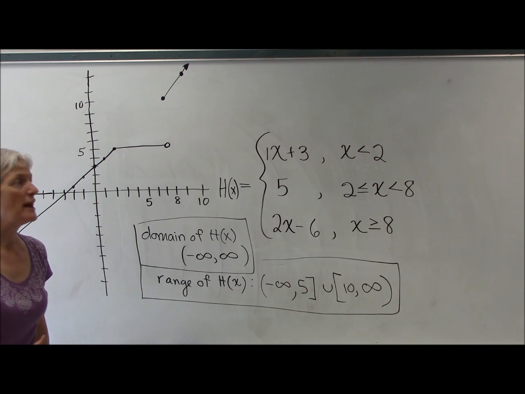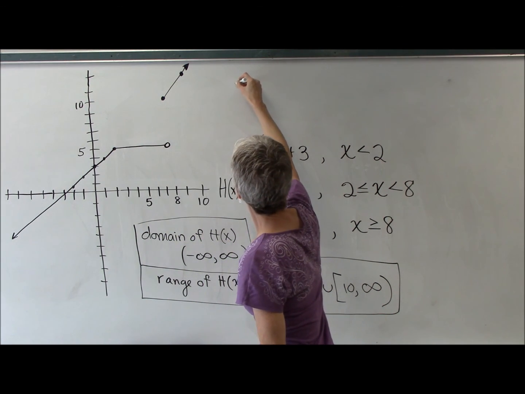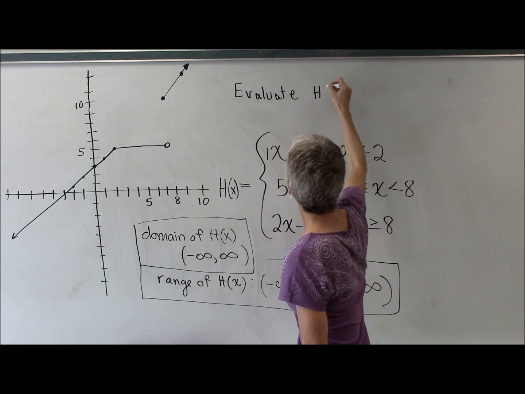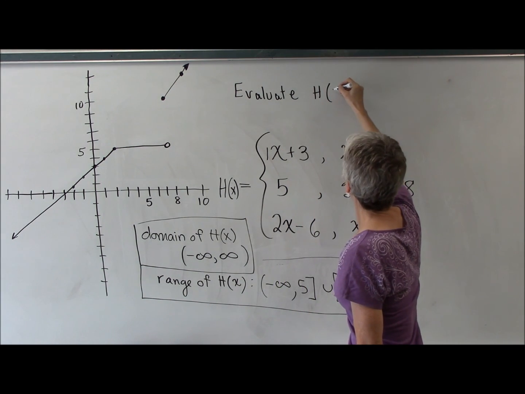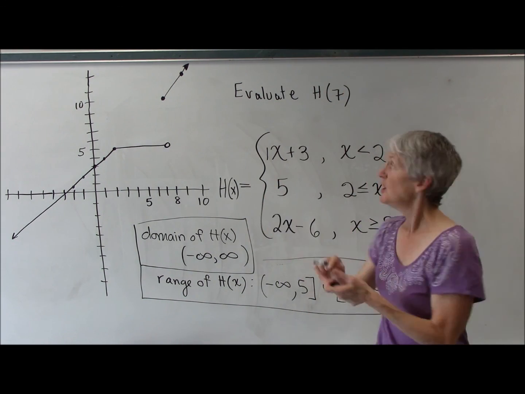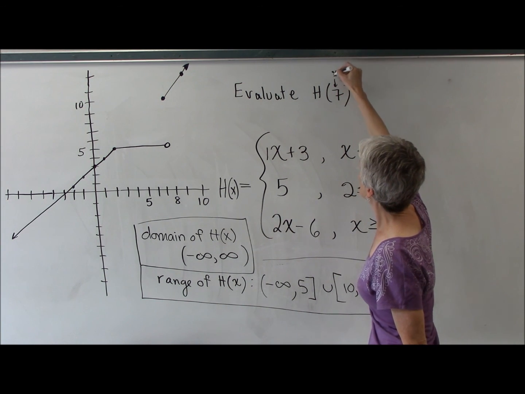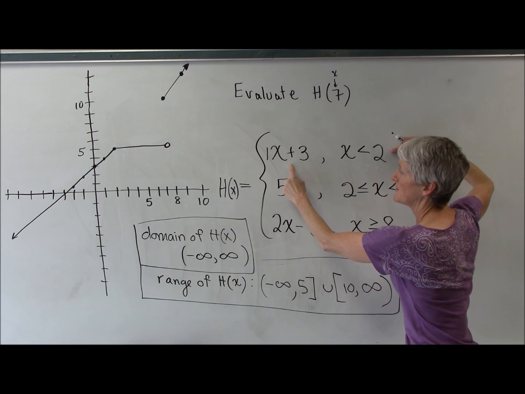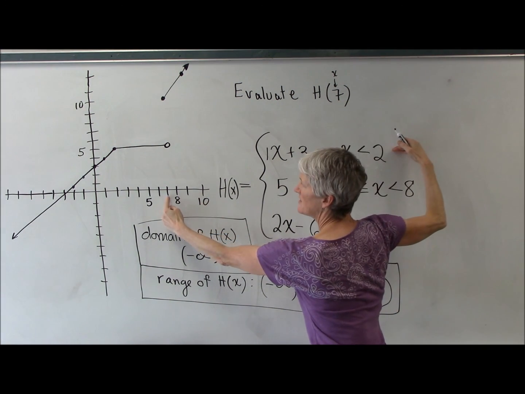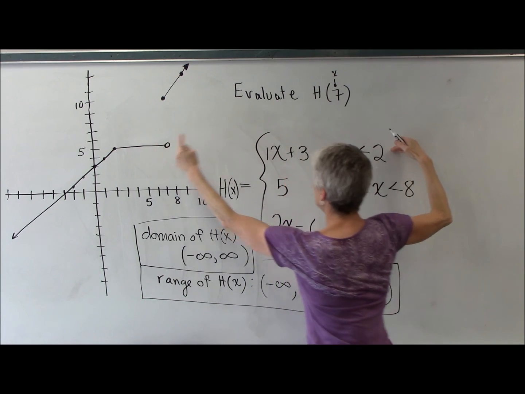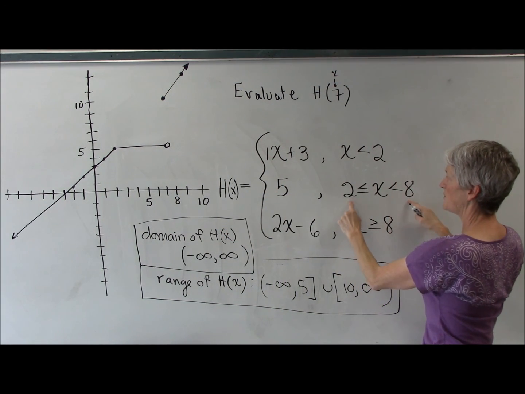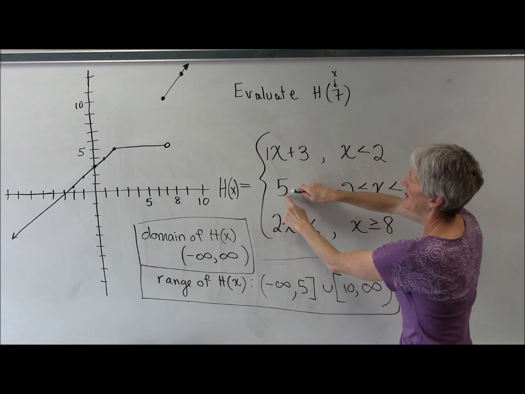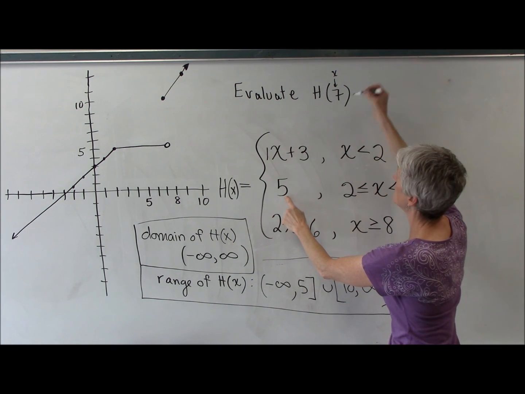Let's do some evaluating just for fun. Let's evaluate h of 7. Okay, so this, remember, is your x. So you have to find the correct piece. I'm not on this piece when x is 7, right? When x is 7, I'm on this piece, right? 7's between 2 and 8. So when x is 7, h of 7 equals 5.